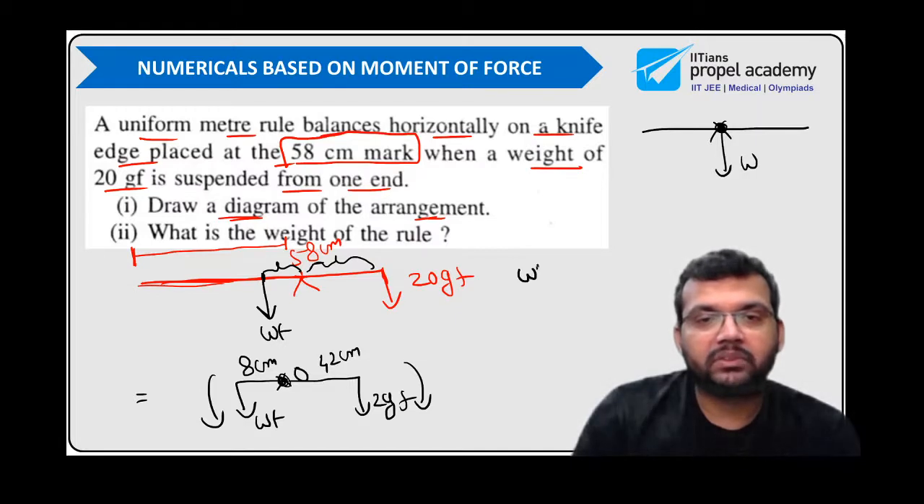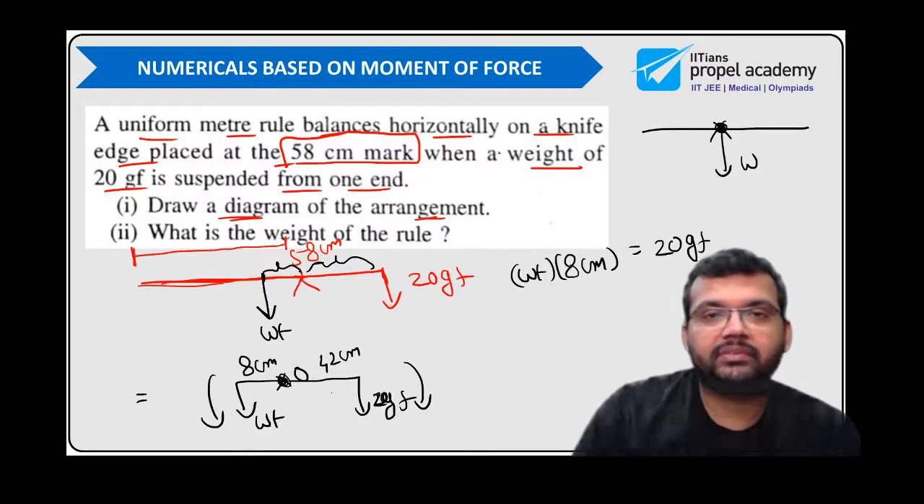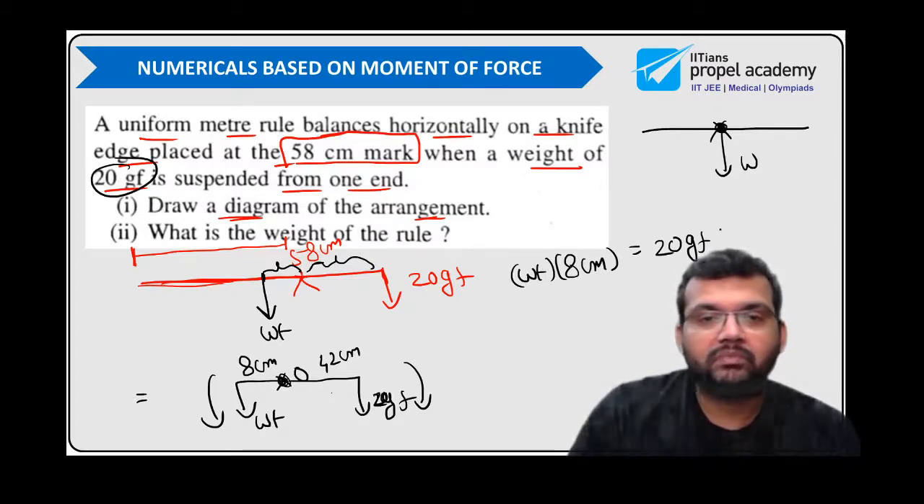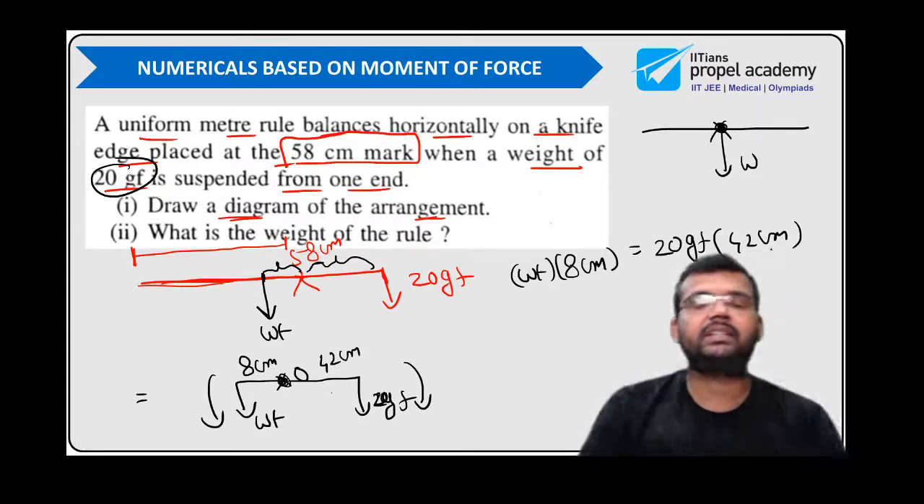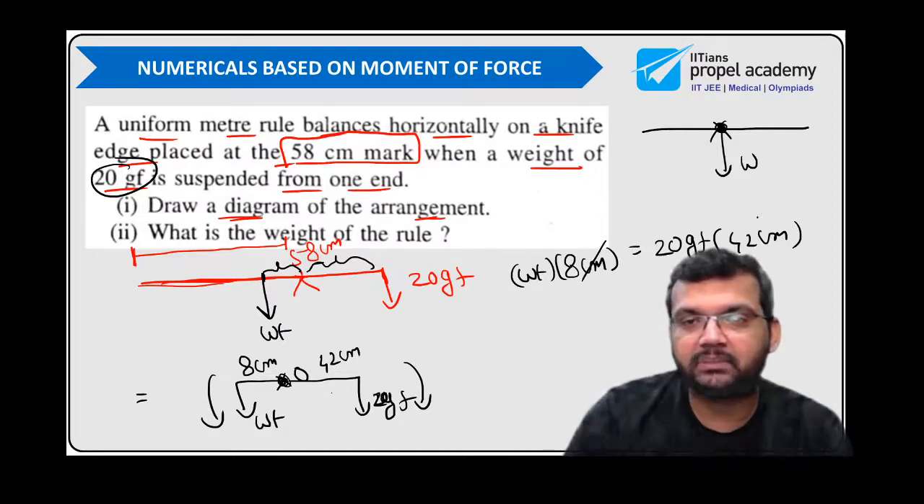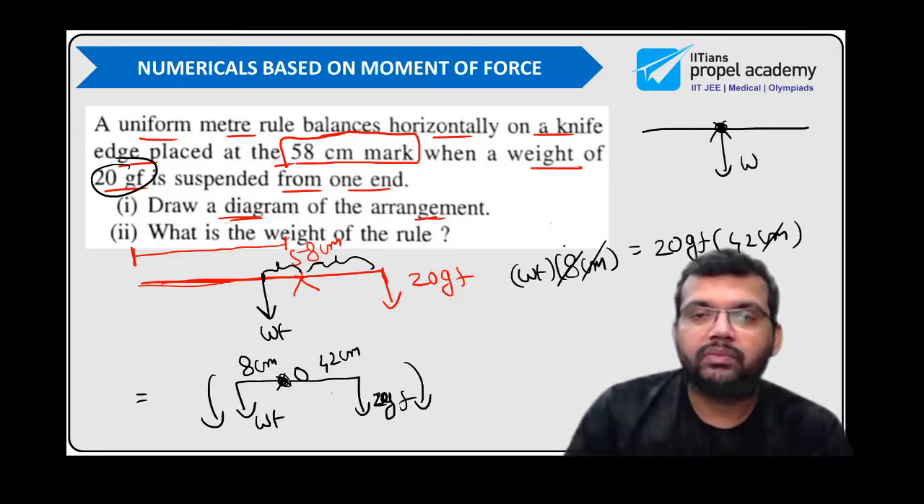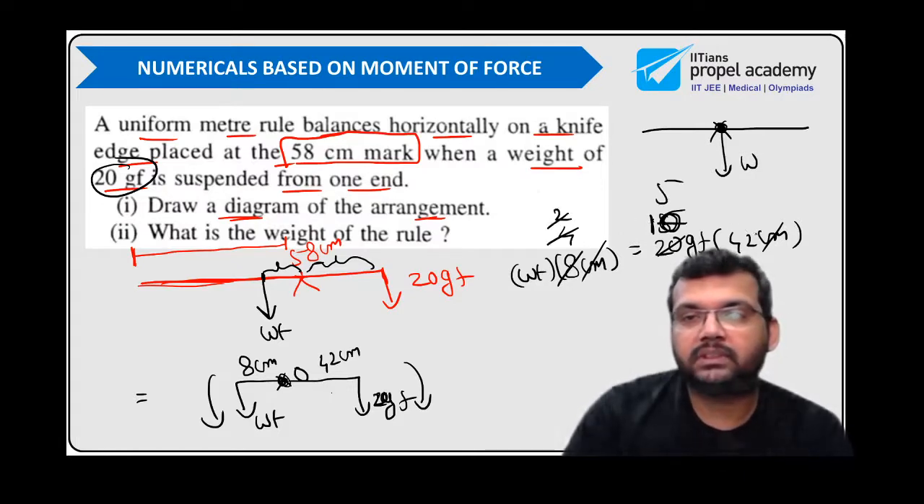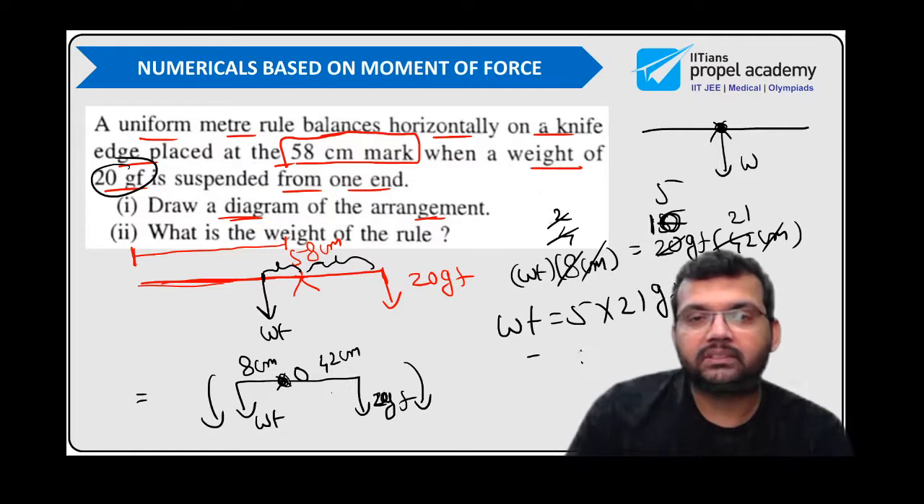So we can write the equation. Weight times 8 centimeters equals 20 GF, that's what they gave in the question, times the distance, 42 centimeters. You need not convert into meters because they cancel each other, left side and right side, centimeters. So 2 fours are 8, and 2 times 10 times 21. So weight equals 5 times 21 GF, that's 105 GF. So this is the weight of the scale.